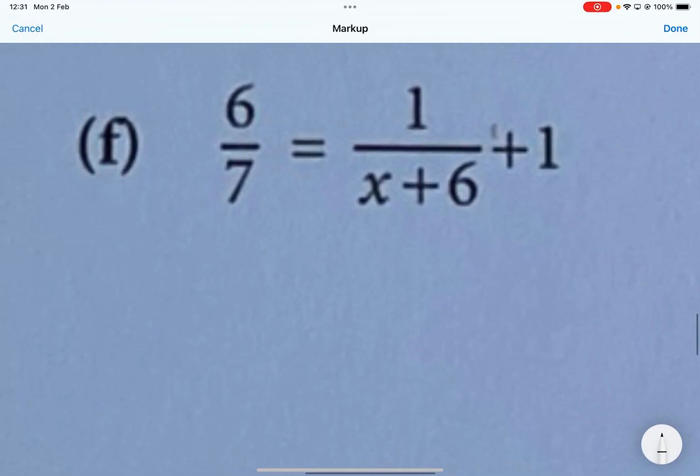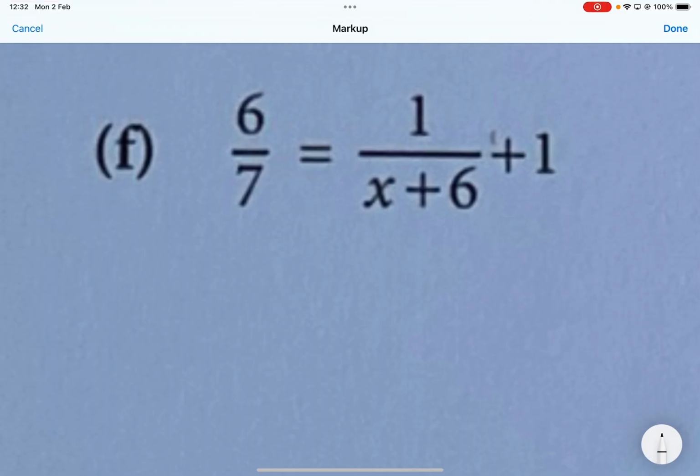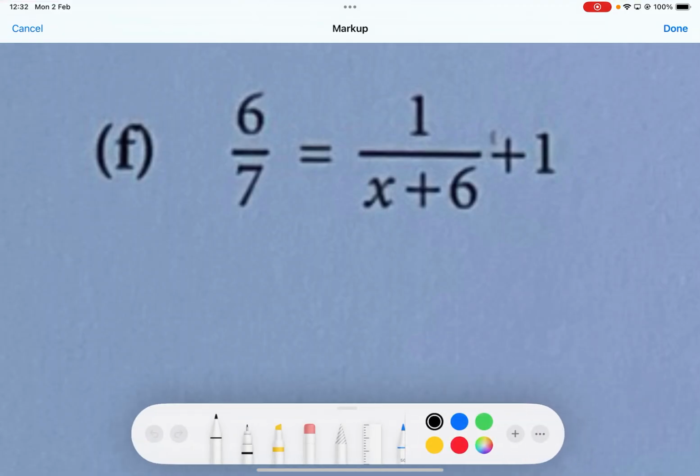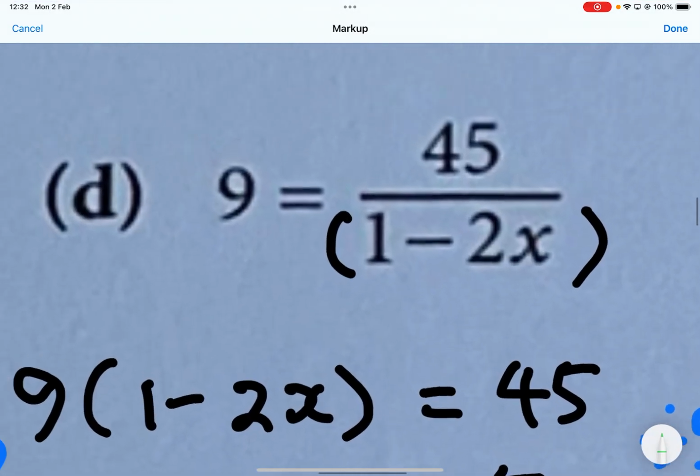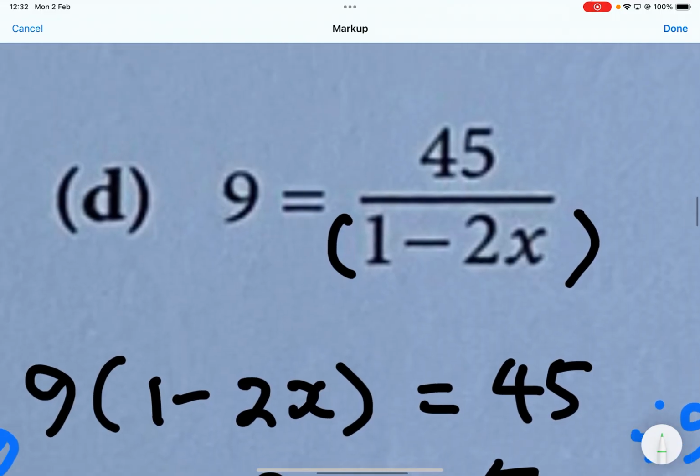Part F. Again, my left hand side is just this 6 over 7. Then my right hand side, this time round my right hand side has a fraction adding a number. So this time round it is a bit different from your previous one. Your previous one was only a fraction, never plus a number.